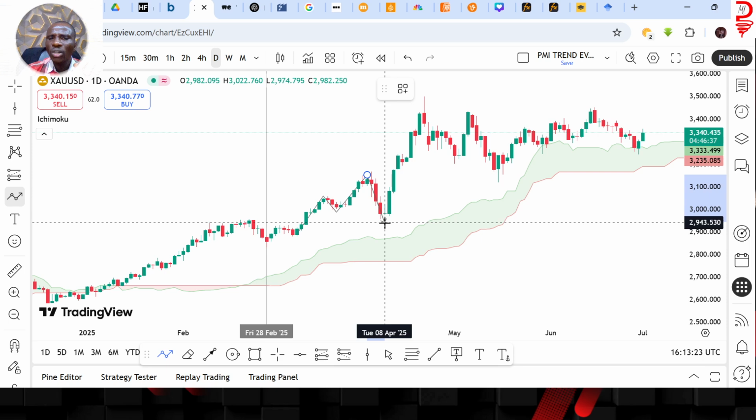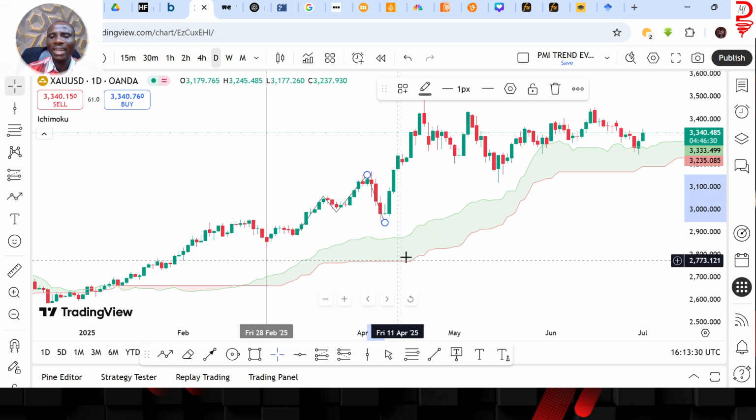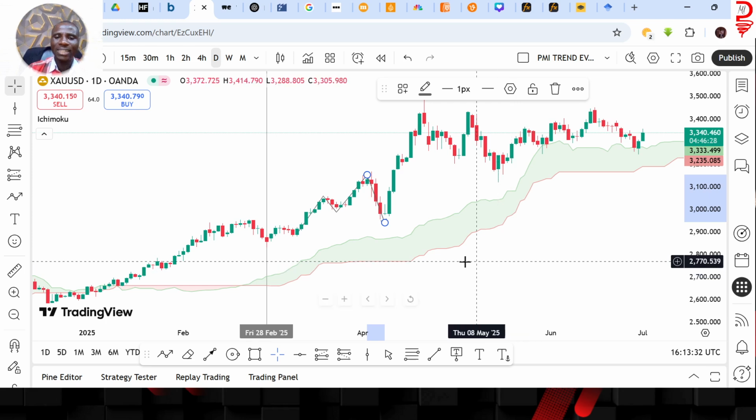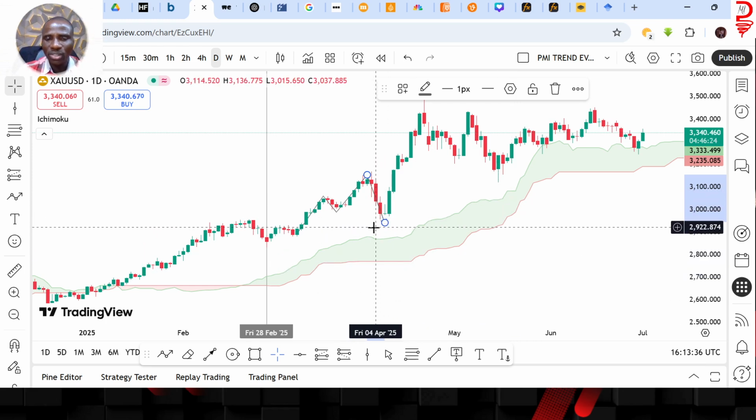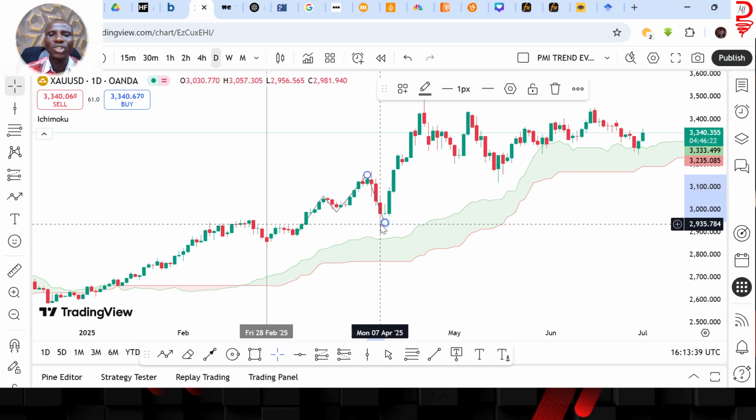This is what we call temporary change of character. This can be confusing, but if you know how to analyze wave analysis, you will understand why it's like this. And of course, in my subsequent video, I'm going to explain each of these waves.